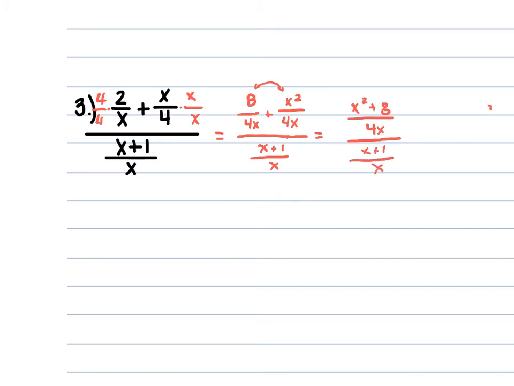Okay, so now what? Because now it looks like kind of a hot mess. Let's write it out. This is the same thing as x squared plus 8 over 4x divided by x plus 1 over x. Did I flip it? I'm sorry, my brain is jumping ahead. You're right, I should not flip it yet. Thank you for catching that. So we're going to keep the first thing the same, change the division into multiplication, and then flip this one right there.